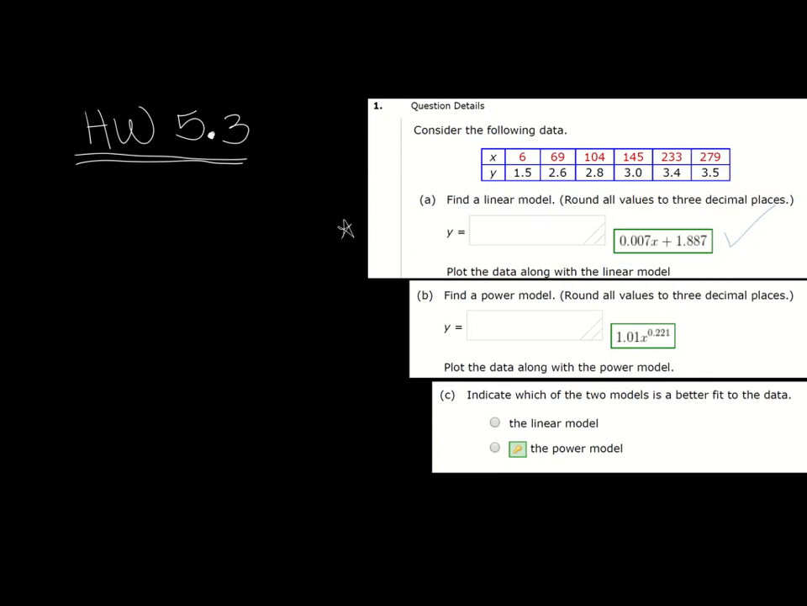Then we're going to try to fit a power model to that data. We're going to do power regression, and we're going to see which is the best fit. Which one is closest to the actual data? We're going to see which one is better.